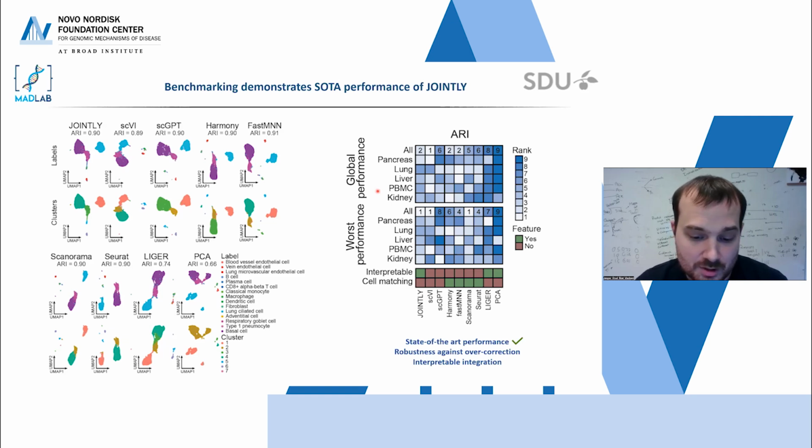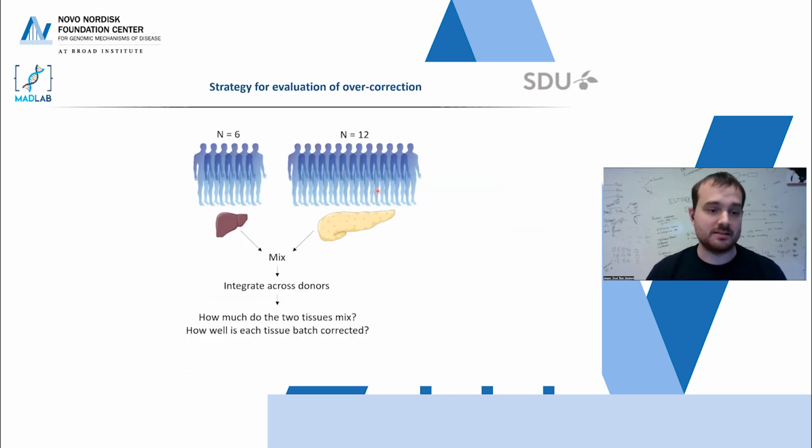So the next thing we wanted to evaluate was the robustness against overcorrection. The way we did this looks like this. We took 6 donors from human liver. We took 12 donors from human islets. We mixed the data set, and we integrated across the 18 donors. So we didn't tell the algorithms that it was different tissues, and then we just asked the question: how much do the 2 tissues mix? And also we asked how well the cell types in each data set are batch corrected if we look at them in isolation.